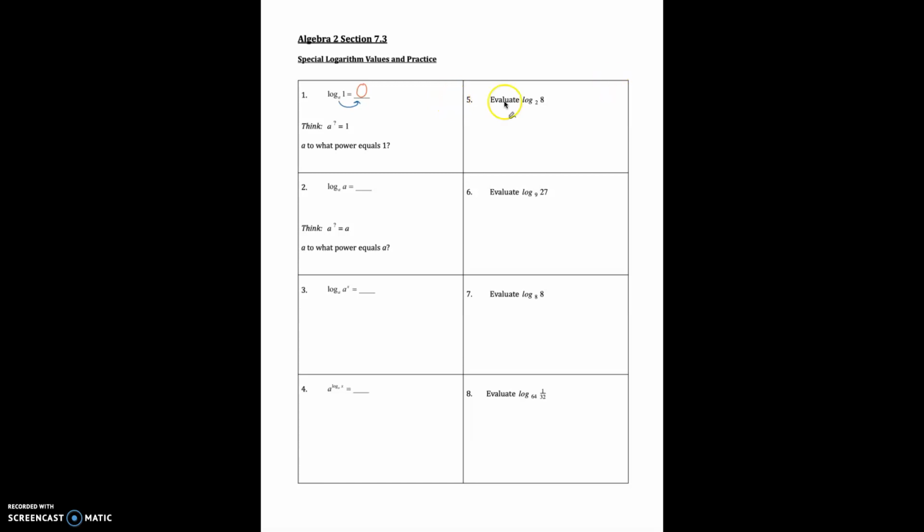Now problem 2 has base A again, and A again can be any number there. So log base A of A, well, what's that equal to? Well, A to what power is A? Well, that has to be the value of 1. So if we had log base 10 of 10, the answer is 1. Log base 1 million of a million, the answer is 1.